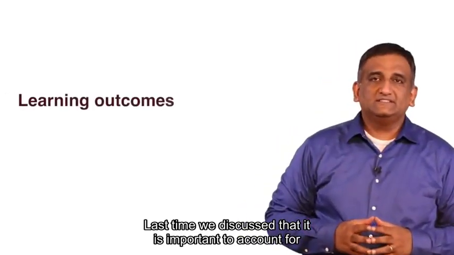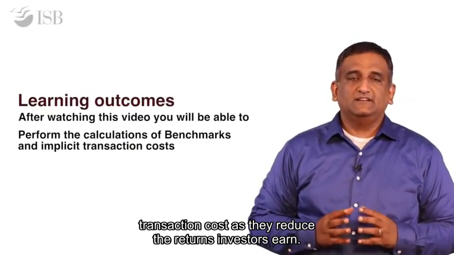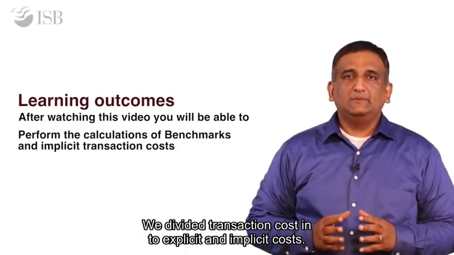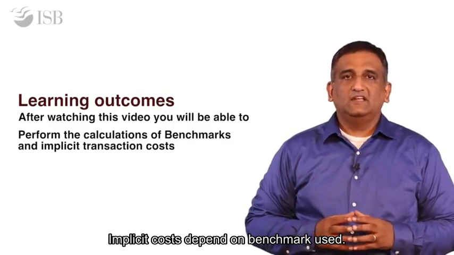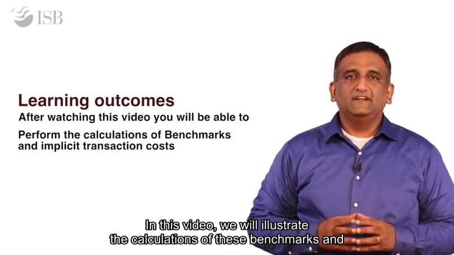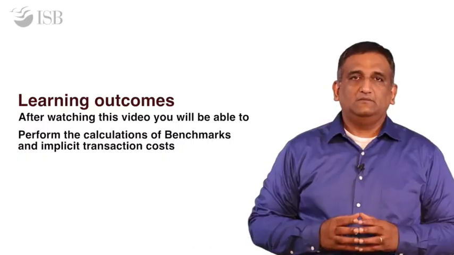Last time, we discussed that it is important to account for transaction costs as they reduce the returns investors earn. We divided transaction costs into explicit and implicit costs. Implicit costs depend on the benchmark used. We looked at various benchmarks and how to calculate them. In this video, we will illustrate the calculations of these benchmarks and implicit transaction costs with an example.